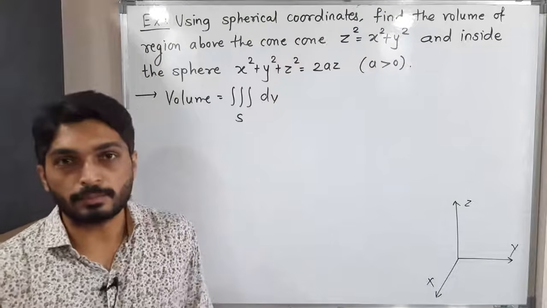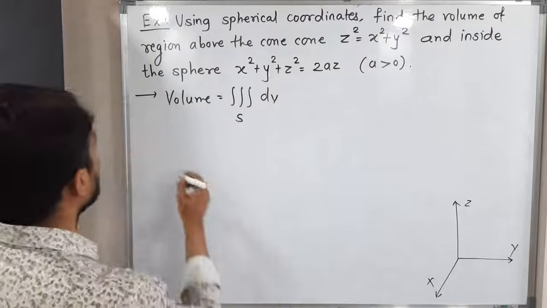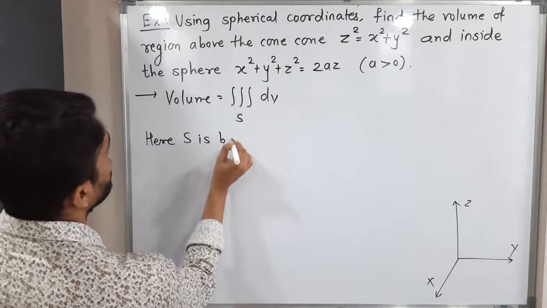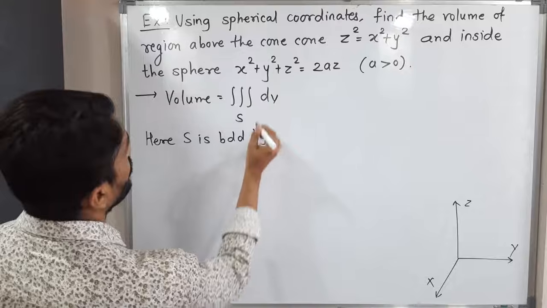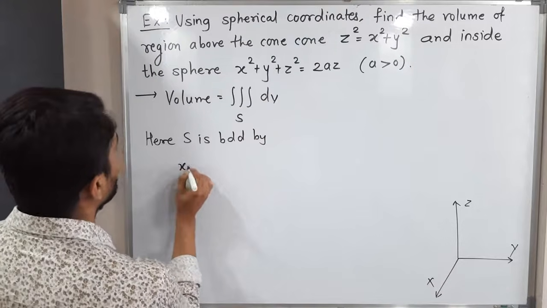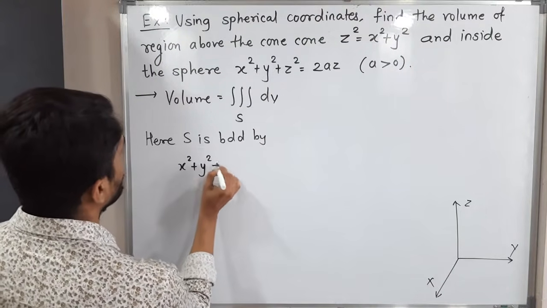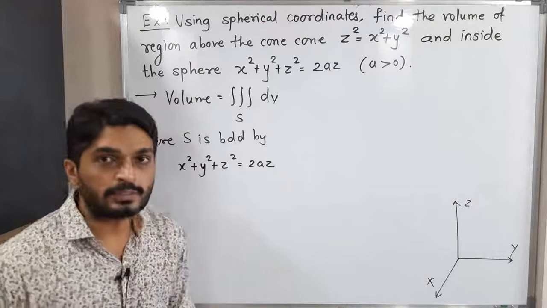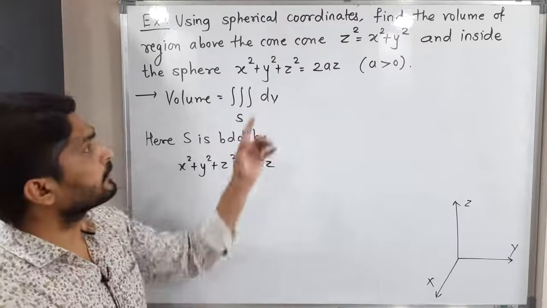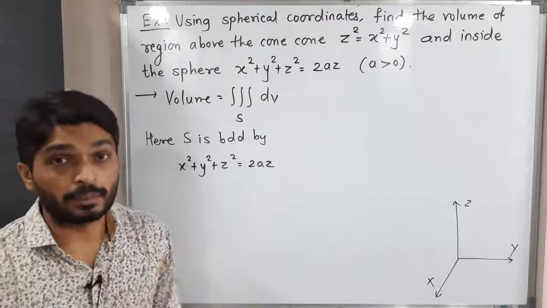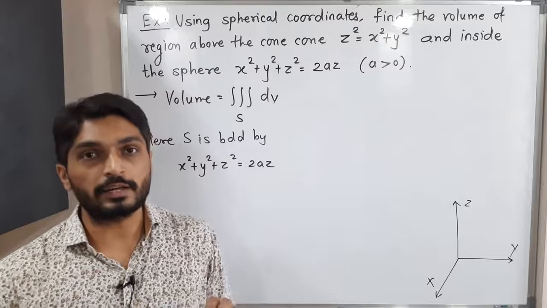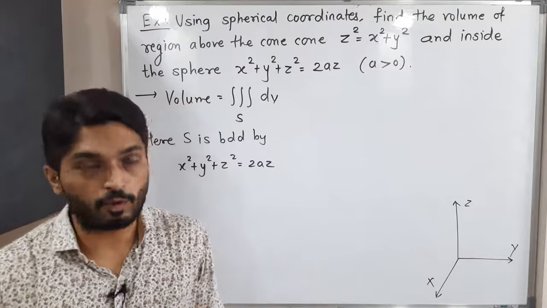Okay, so let us discuss S. What have they given? S is bounded by one equation, x square plus y square plus z square is equal to 2az. So this is the equation of what? In the problem they have mentioned it is a sphere. But see, this equation is not in its standard form, so let us try to convert it into standard form.